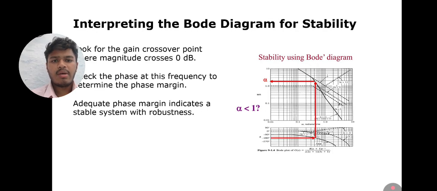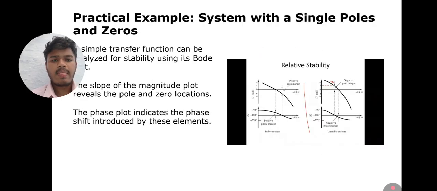Interpreting the Bode diagram for stability. Look for the gain crossover point where magnitude crosses 0 dB. Check the phase at this frequency to determine the phase margin. Adequate phase margin indicates a stable system with robustness.